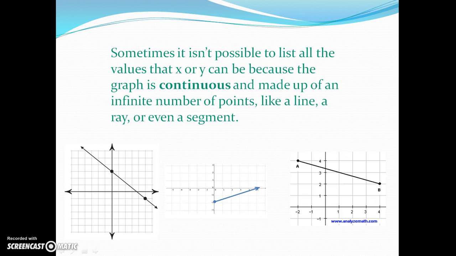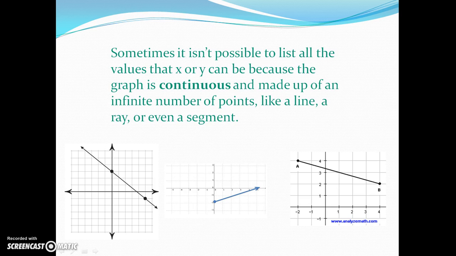Sometimes it isn't possible to list all the values of x or y because the graph is continuous, which means that it goes on forever and ever, so you're going to have points that you can't really write down. You'll have 1, 1.1, 1.2, 1.3, and all those points in between. So we're not going to list all that out. It's going to be made up of an infinite number of points, for example, a line, a ray, and even a segment.